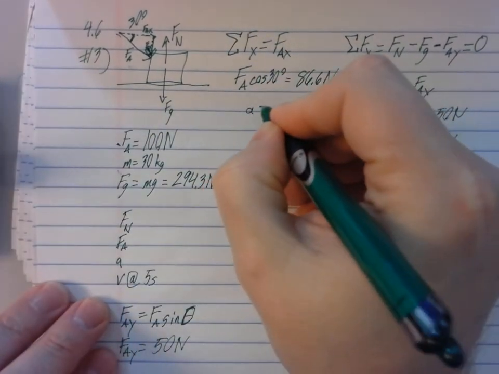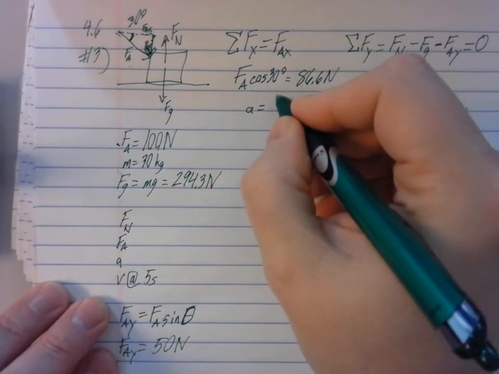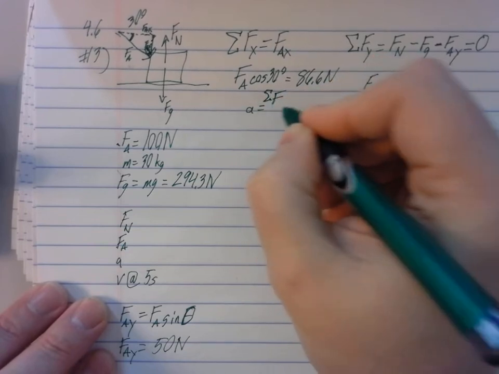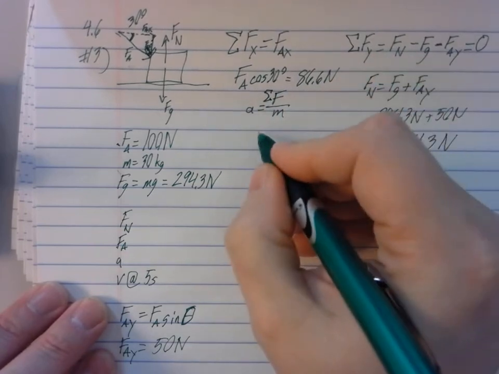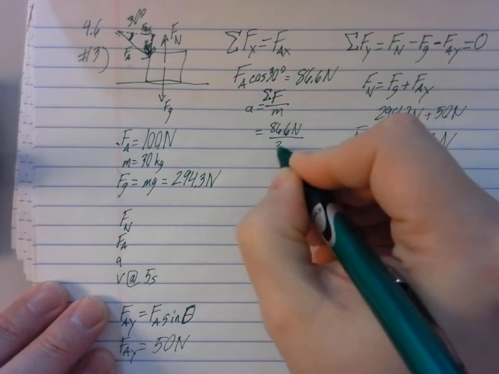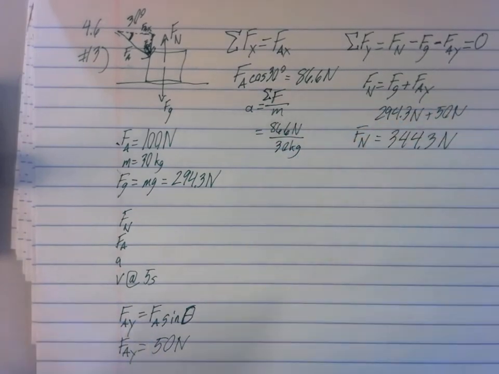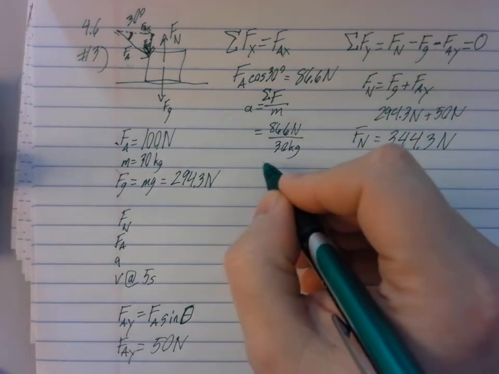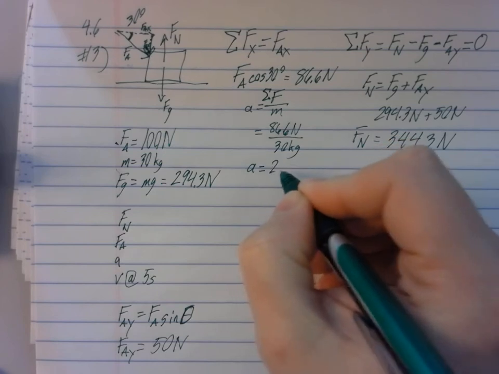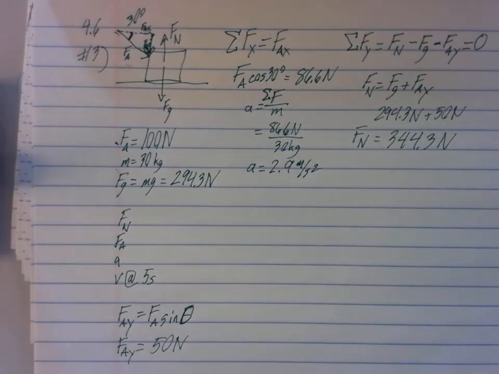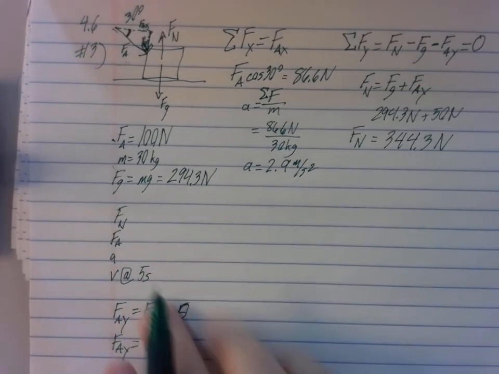To find the acceleration, F equals ma. So our net force divided by m. So 86.6 newtons divided by 30 kilograms. We get, we'll round it, a equals 2.9 meters per second squared. All right, so I'm going to leave that there.